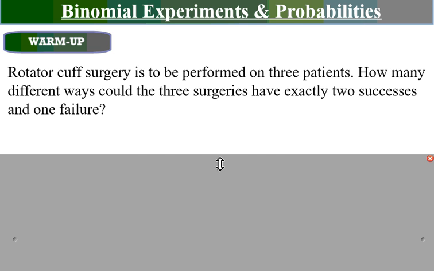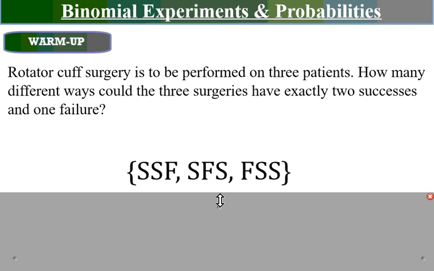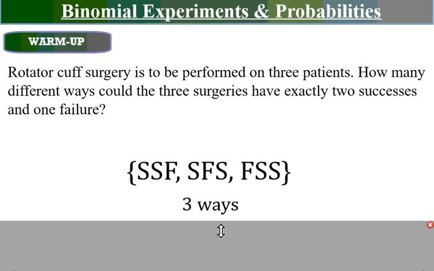So I would imagine most people would probably just construct the sample space. You could have success, success, failure. You could have the failure occurring on the second one, or you could have the failure occurring on the first one. So you'll see that there are 3 ways.